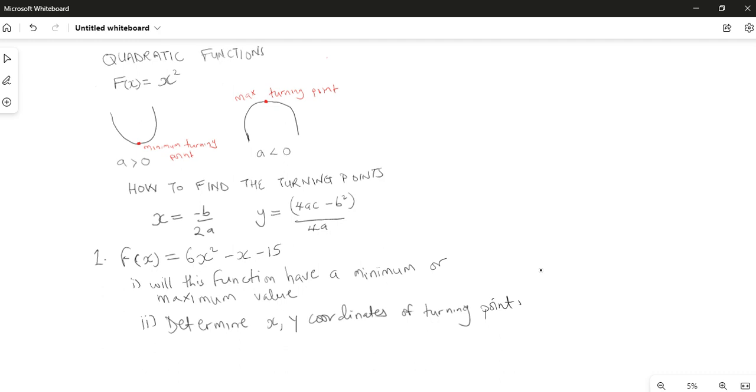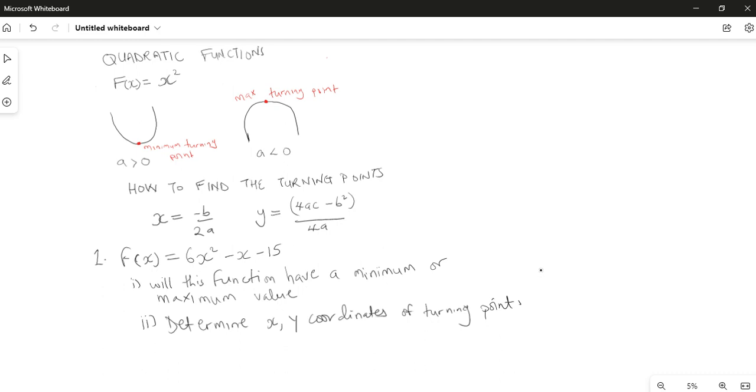If the coefficient of x squared is greater than zero, then you have a minimum value. If the coefficient of x squared is less than zero, you have a maximum value. These are our turning points. So today we're going to learn how to find the x and the y coordinate of the turning points.